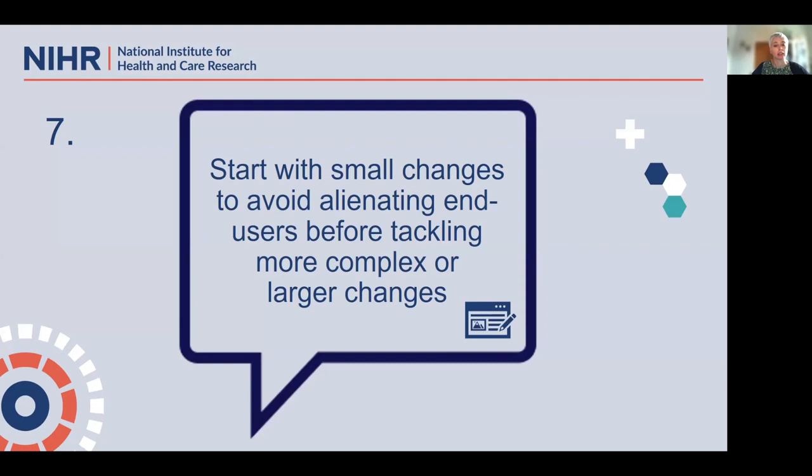Some audits have concerns that large changes to their audit and feedback may alienate their end users and the healthcare professionals who use these to improve care. This may damage their brand and third-party relationships. So start with small changes is our top tip number 7.